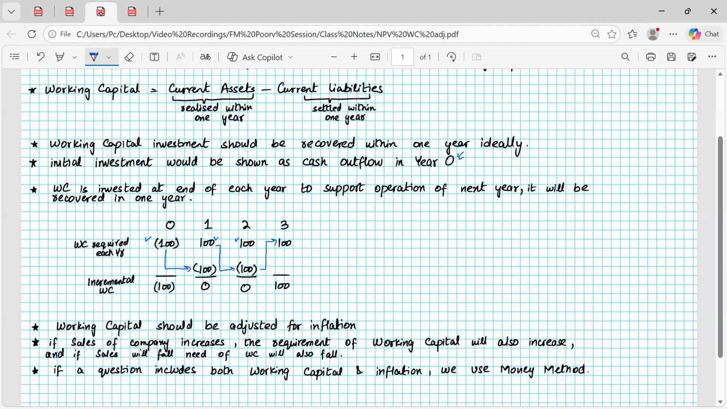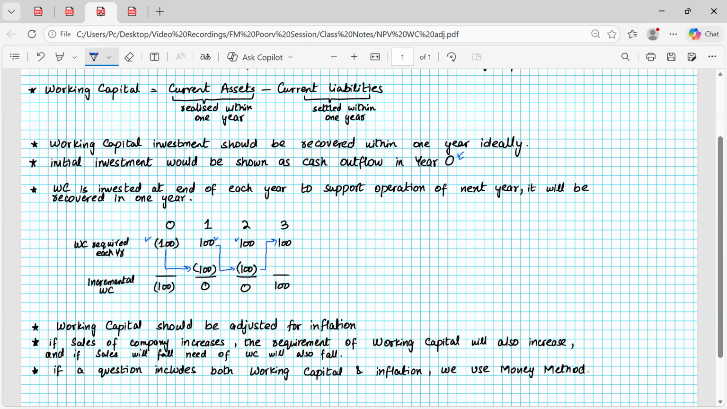So the negative amounts on top are what you are spending, and in the last year, you don't need to spend. At the end of year three, you will get back the previous year's working capital because it's the last year, the project is done and dusted. So you don't need to spend anything.